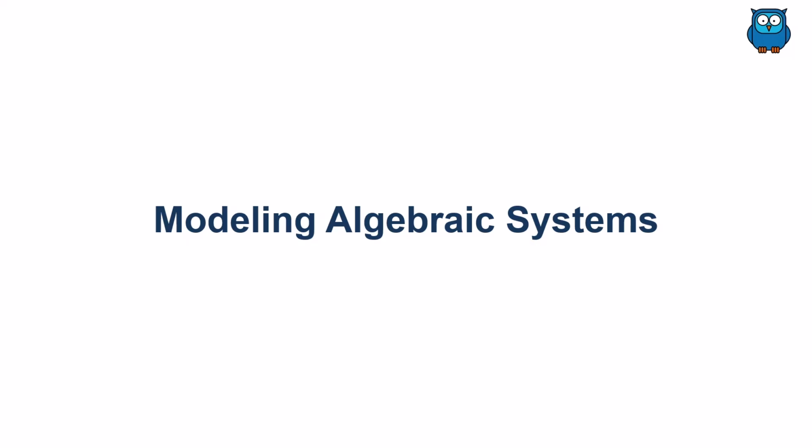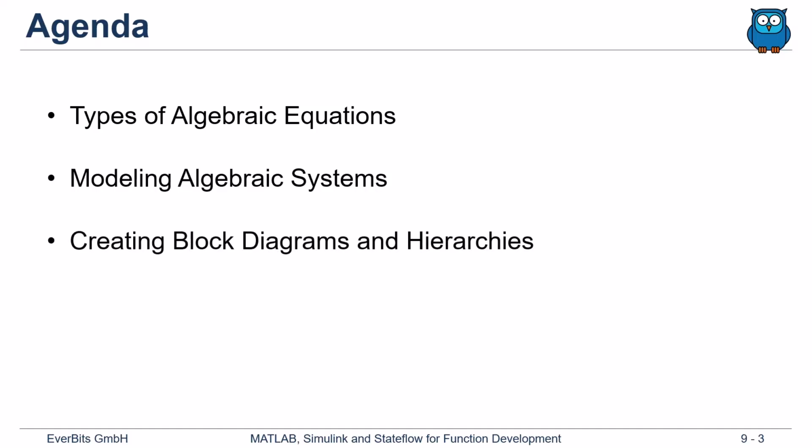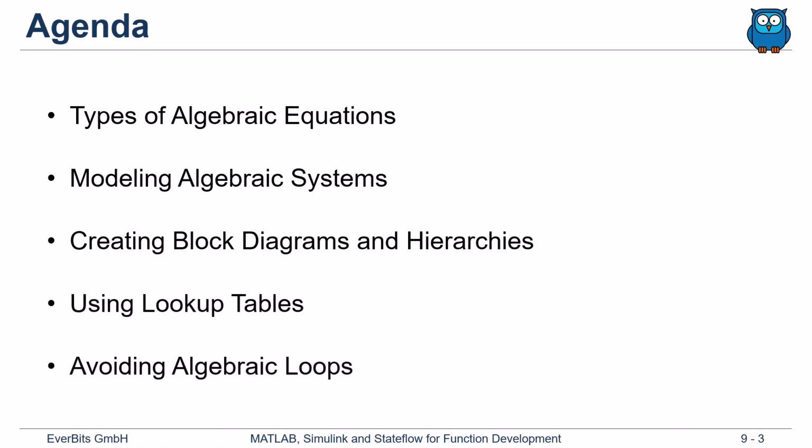In this chapter, we'll discuss different types of algebraic systems, model the algebraic equations, and simulate them in Simulink. Then we'll create a subsystem, run static checks, and define test cases to verify our unit designs dynamically. We will also discover lookup tables. And we will discuss how to avoid algebraic loops in numerical simulations.